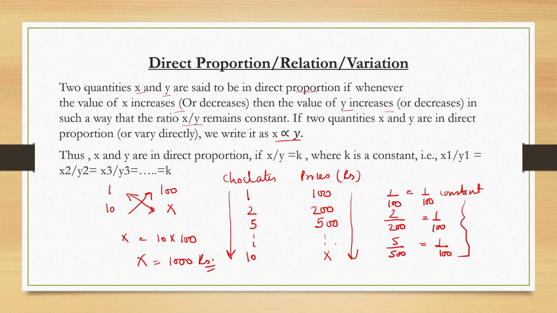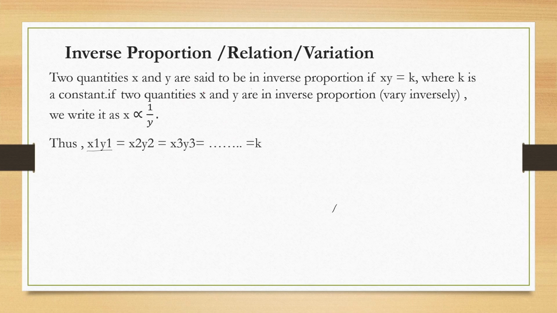Now we will see inverse proportion. x and y are said to be in inverse proportion if xy equals k, where k is a constant. Now in inverse proportion, if the x value increases then the y value decreases. The opposite happens here: if the x value decreases then the y value increases. Okay, so we will see some examples.